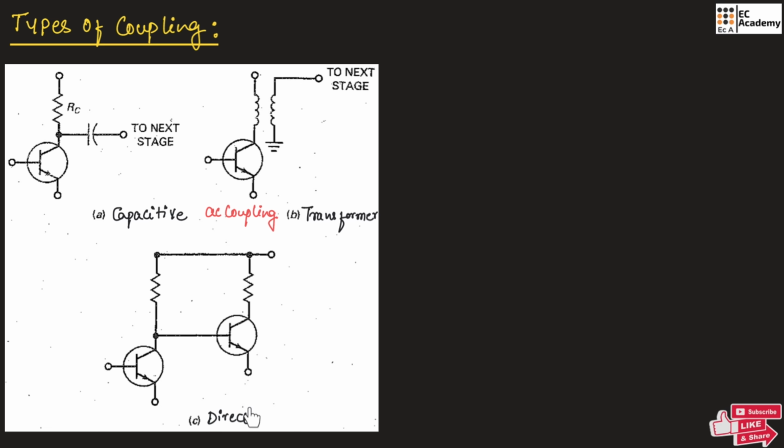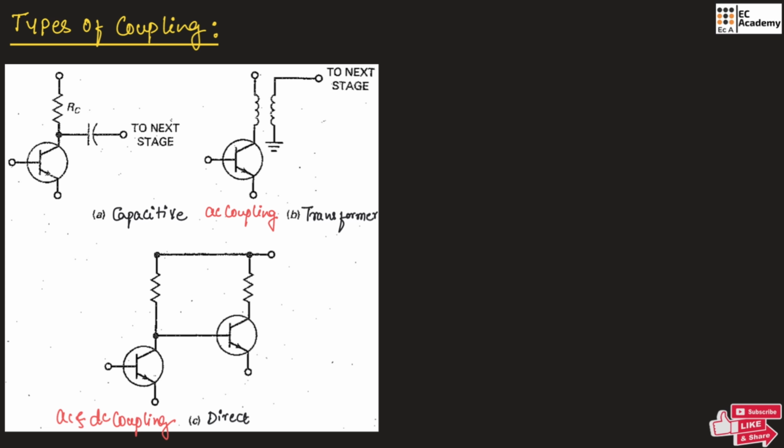Figure C shows the direct coupling. In this coupling, there is a direct connection between the collector of first stage of the transistor to base of second transistor. Since it is directly coupled, both DC and AC voltages are transmitted to second stage. Hence, we can say both DC and AC voltages are coupled in this type of direct coupling circuits.